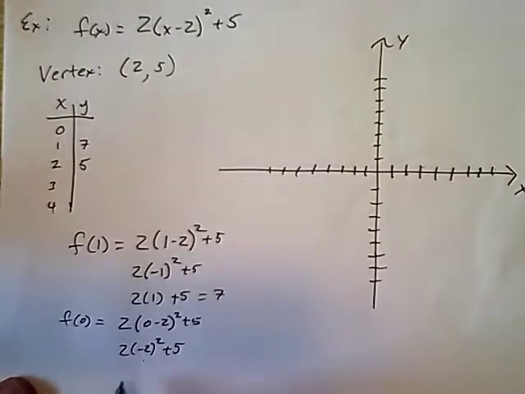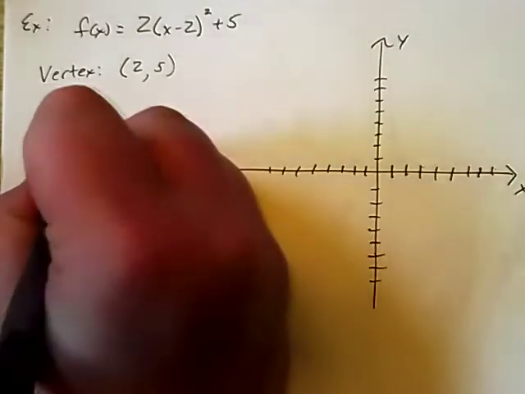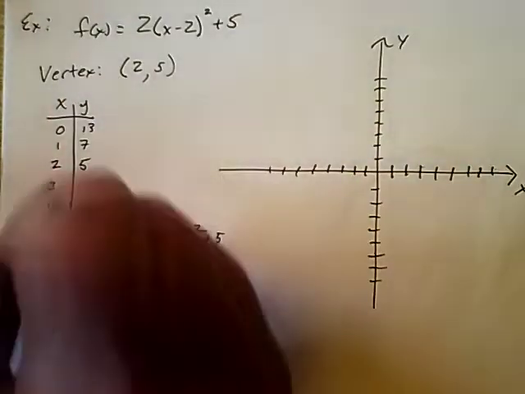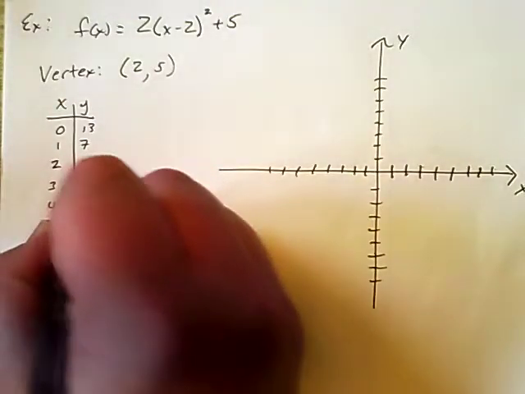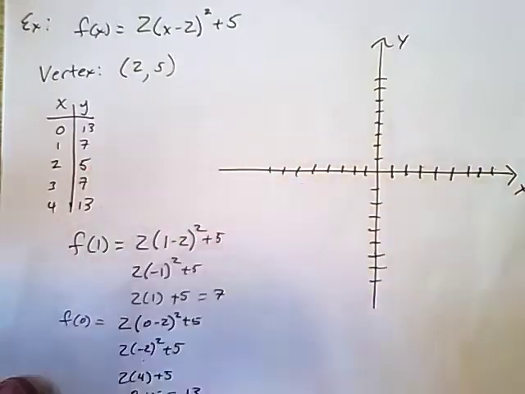Negative 2 squared is 4, so 2 times 4 plus 5. 4 times 2 is 8. 8 plus 5 is 13, so I get a 13 up here. And if I plugged a 3 in, I would get a 7 out. If I plugged a 4 in, I'd get a 13 out.